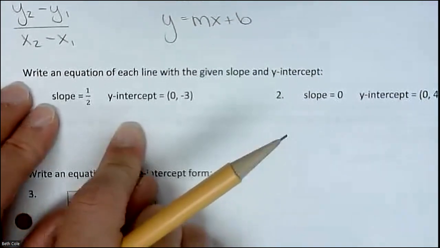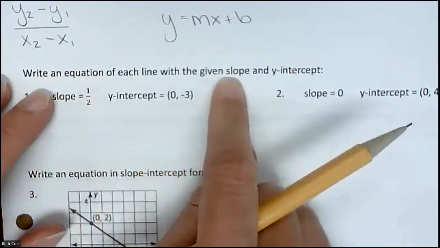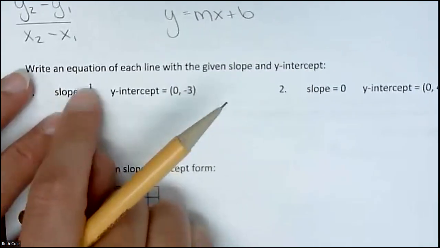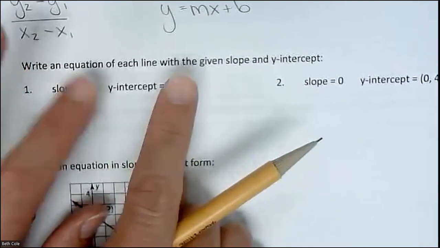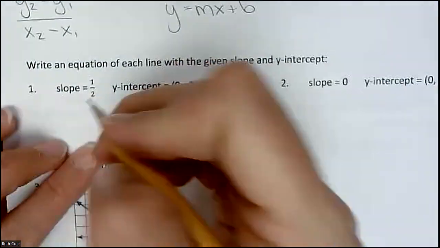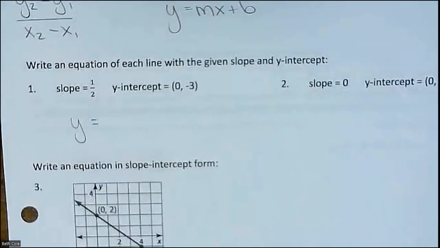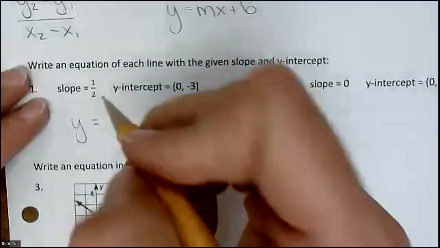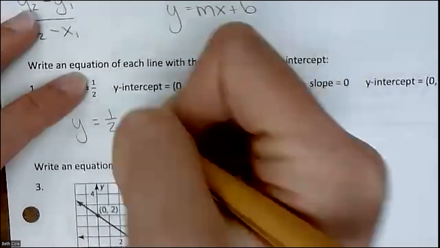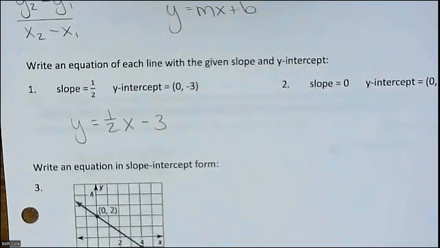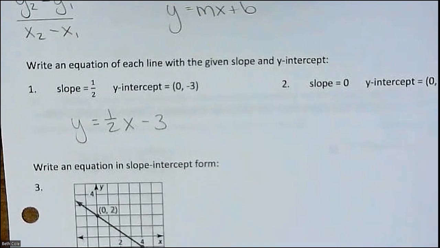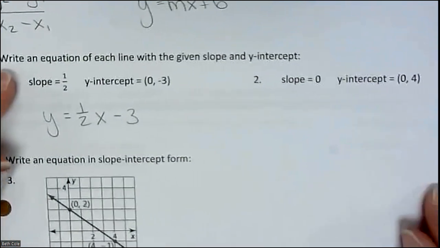So look at number one. Write an equation of each line with the given slope and y-intercept. All you have to do is take the ingredients and put it all together. So this would be y equals what? You're just getting the format right. 1/2 x minus 3. That is it. That's the slope and that's the y-intercept. That's the format it goes in.